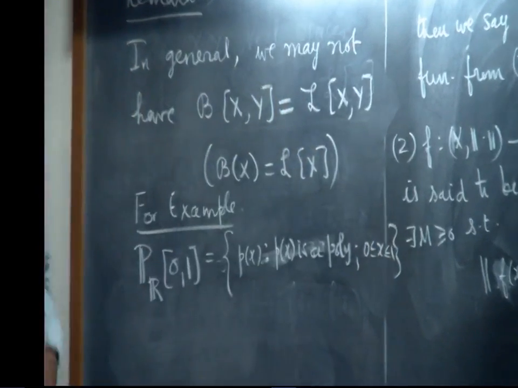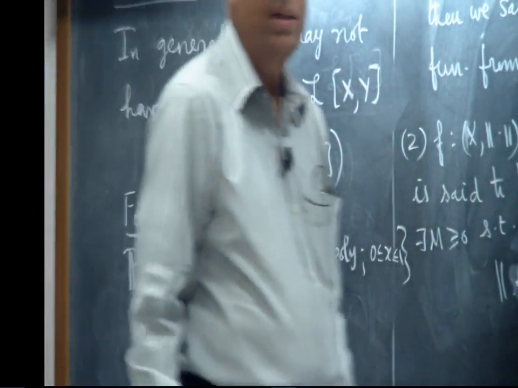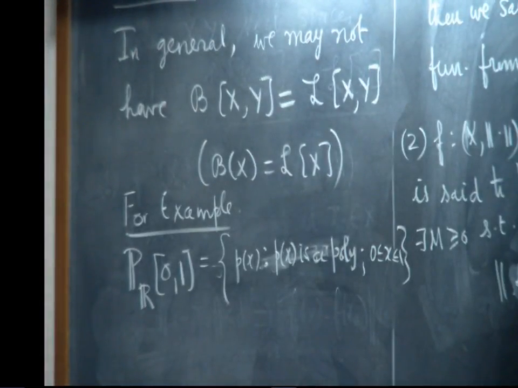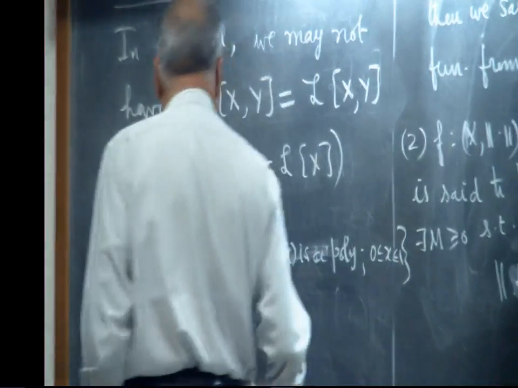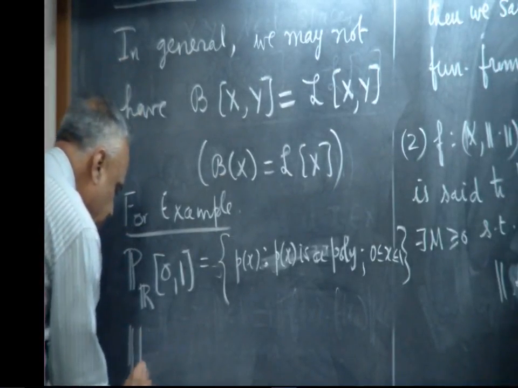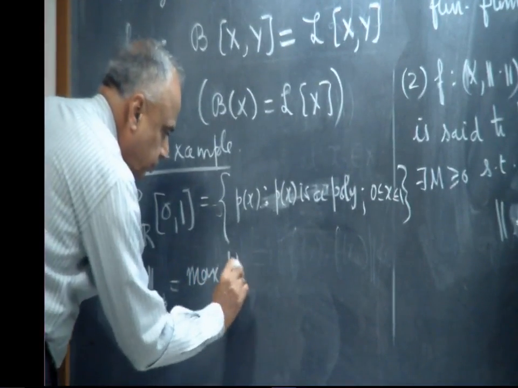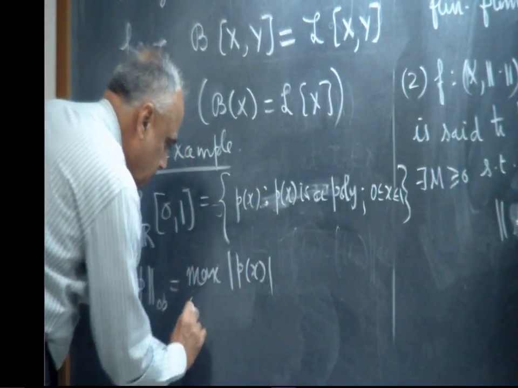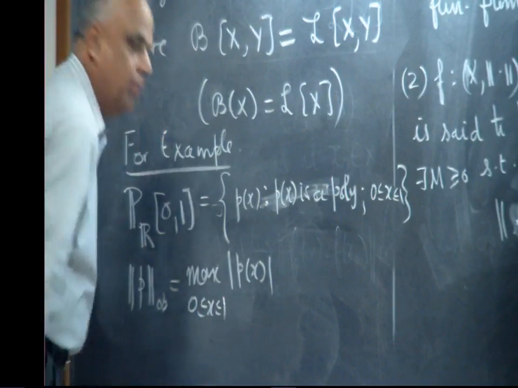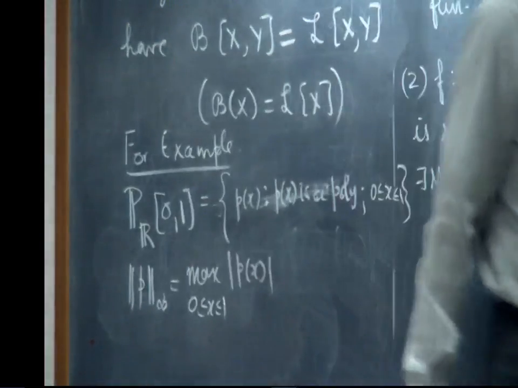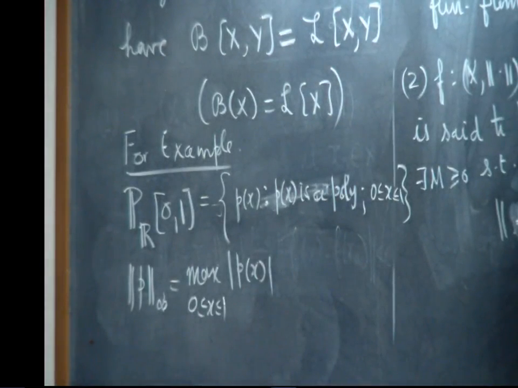So, I am going to look at only functions which are polynomial functions and for the variable x between 0 and 1. I am not even worried about the variable x being outside 1. Okay. Now, any polynomial function is continuous, so it is bounded, it has a maximum. So, we define norm P infinity to be the maximum of P(x) as x varies between 0 and 1. Okay. So, that is a norm. With that norm, this becomes a normed linear space.